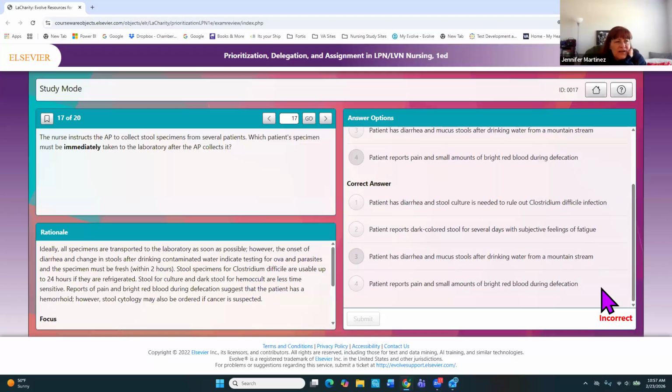Oh, three is correct. So, patient has diarrhea and mucus stools after drinking from a mountain stream. So, granted, it says ideally all specimens are transported to the lab as soon as possible. However, the onset of diarrhea and change in stools after drinking contaminated water indicate testing for ova and parasites, and the specimen must be fresh within 2 hours. Interesting. Okay. Look, we all learned something new today.